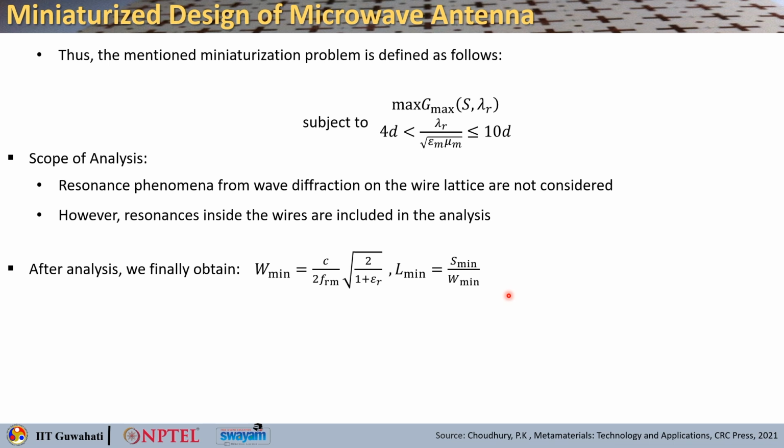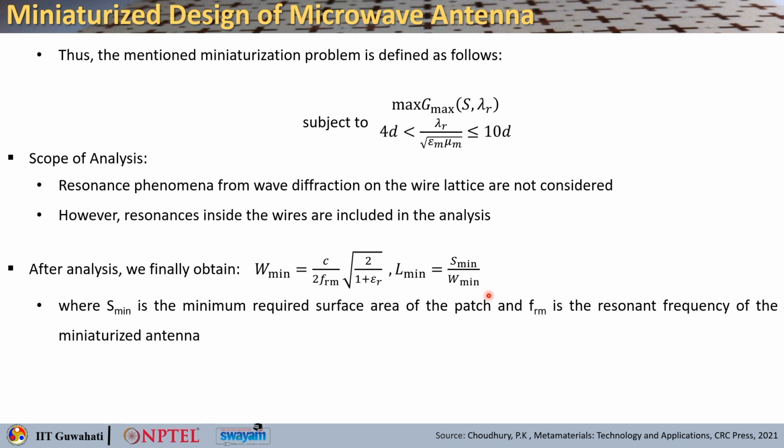So, once you know W mean, you can find S mean. Now, what is S mean here? S mean is basically the minimum required surface area of the patch, and F R M is basically the resonant frequency of the miniaturized antenna, okay, that is determined from solving a transcendental equation, right.